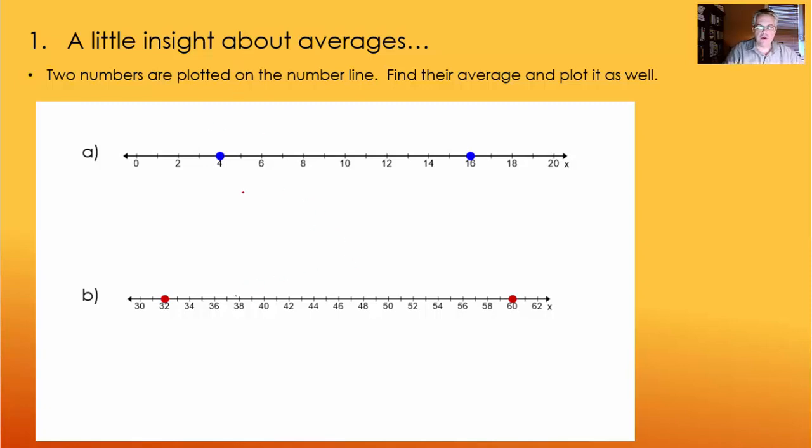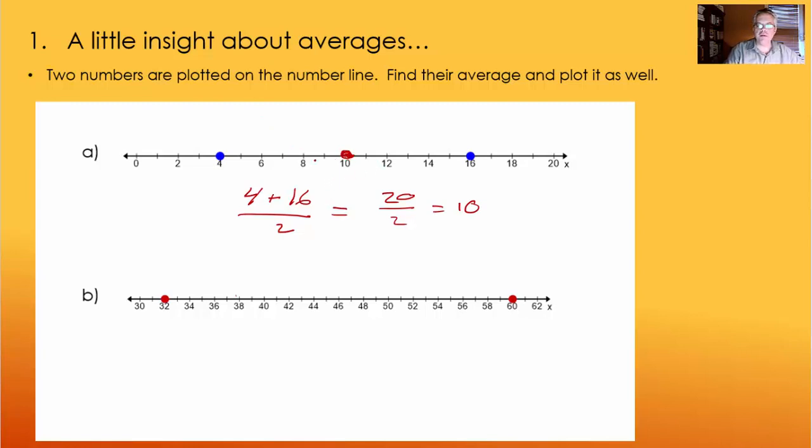Let me find my pen here. So we have 4 plus 16. We're going to add them and divide by 2 to find the average. So 4 plus 16 is 20, and 20 divided by 2 is 10. So we're going to plot the average right here.